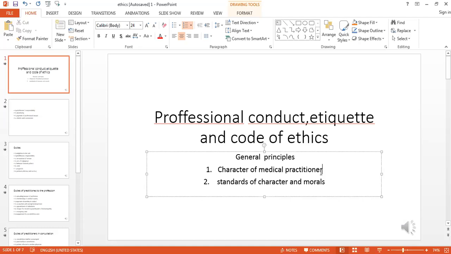Second is standards of character and morals. The medicinal profession accepts from its members the highest level of character and morals. The medical field is such a pure field, such a divine field, that sometimes patients consider the doctor, the physician, as God. Except for some exceptions, the physician, the doctor, is giving life to the patient, and hence the character should be of that much standard.